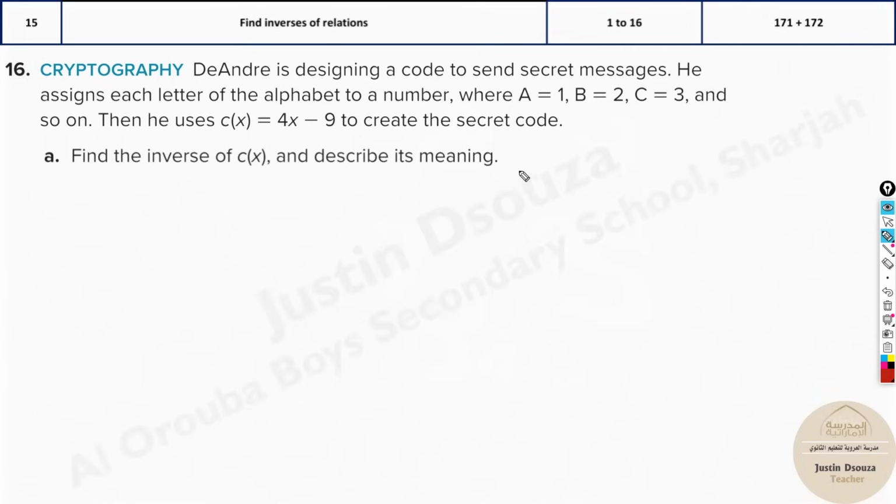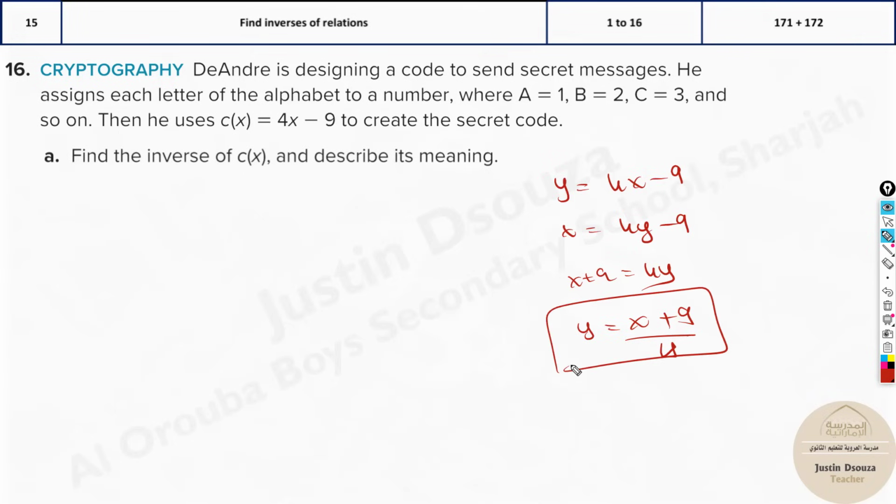Let's do the first part and find the inverse now. So we have y is equal to 4x minus 9. So x is equal to 4y minus 9. So rearrange and find for only y. It will be x plus 9 is equal to 4y. Y is equal to (x plus 9) divided by 4. So this is the inverse function, C inverse of x.